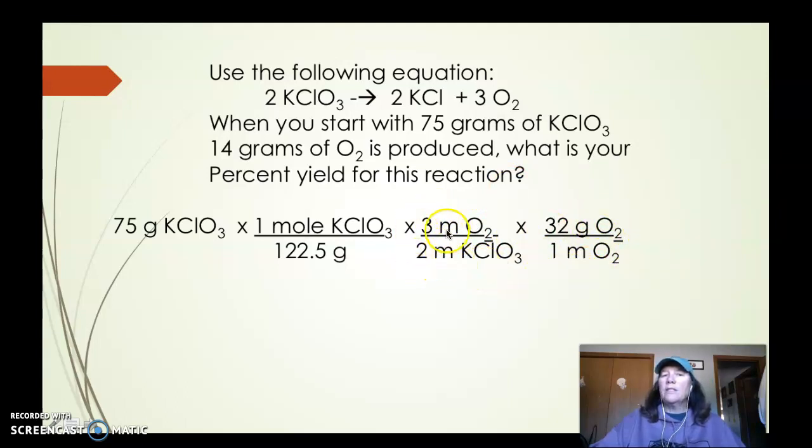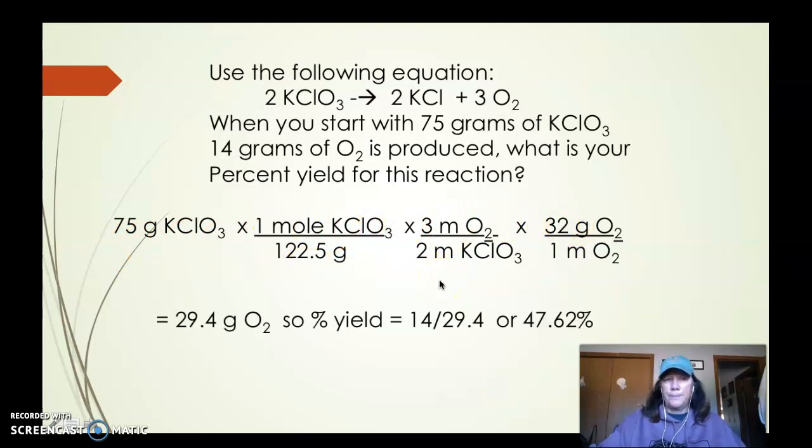Now remember, this is the only time you use the balanced equation. These are always 1 mole. If you're going from grams to moles or moles to grams, you just use 1 mole. This is the only time you use the balanced equation. So 75 times 3 times 32 divided by 122.5 divided by 2. Okay, so I get 29.4.